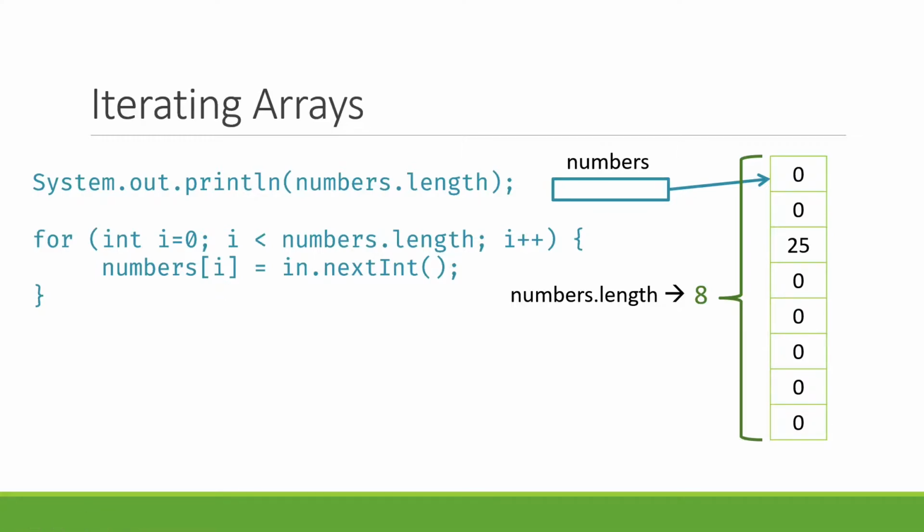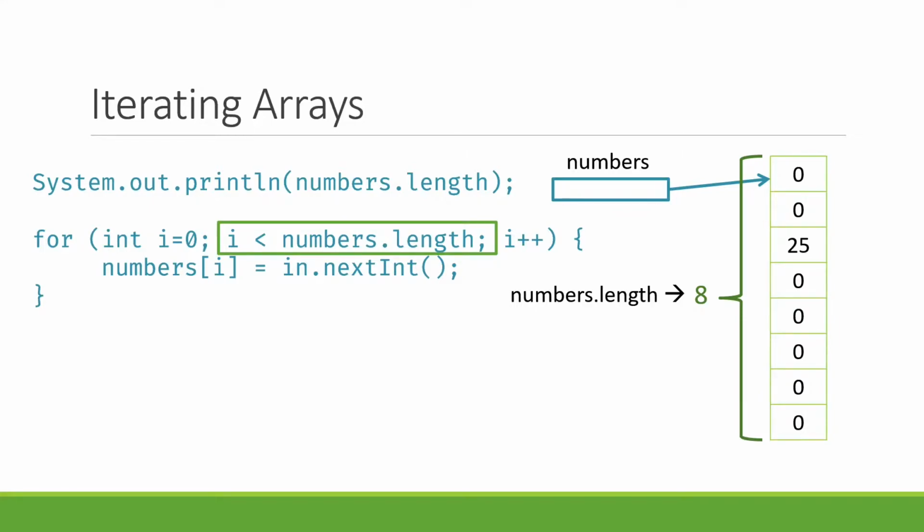Note the following important details about this example. We must start the loop counter at 0 because the first element's index is 0. The loop condition is i less than numbers.length, not i less than or equal to numbers.length. Remember that the last index is always the number of elements minus 1, or now we can say numbers.length minus 1. So if numbers.length is 8, then the last index is 7. So we want to iterate until the loop counter i reaches 7.